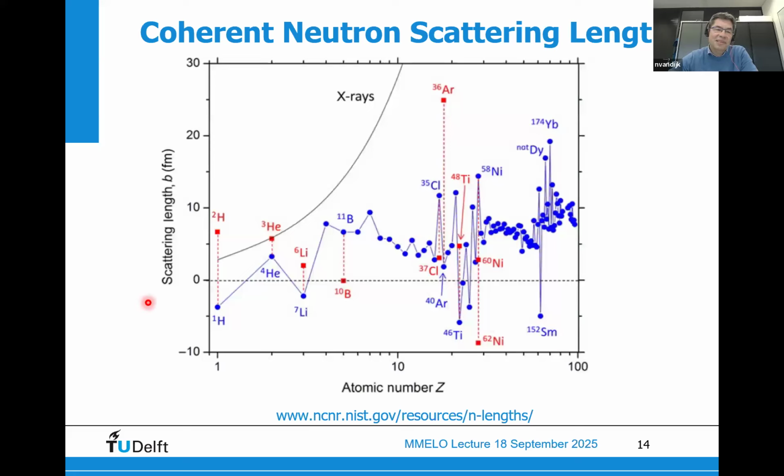So here's an example. What is the chance of scattering, the scattering length, compared to the atomic number? For X-rays, this goes up continuously, and for neutrons, it goes all over the place. You can even see that different isotopes, which have the same number of protons but different numbers of neutrons in the core, can have very different scattering properties. So that we can make use of in specific experiments, so that you are very sensitive to specific elements. For instance, this is used a lot in the study of lithium in battery materials.